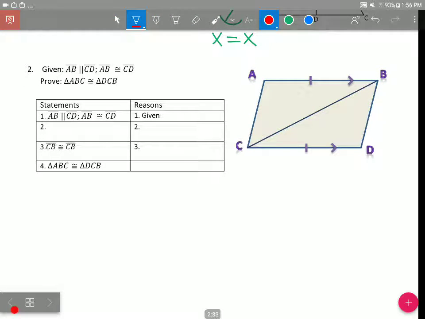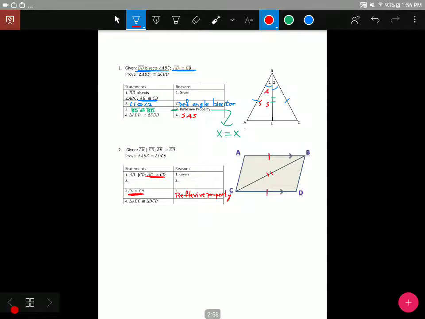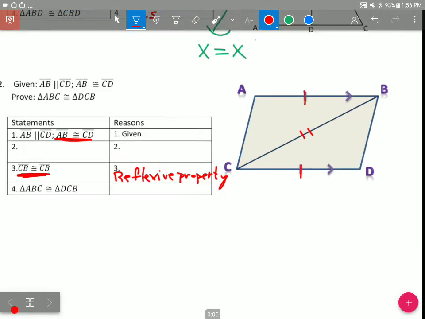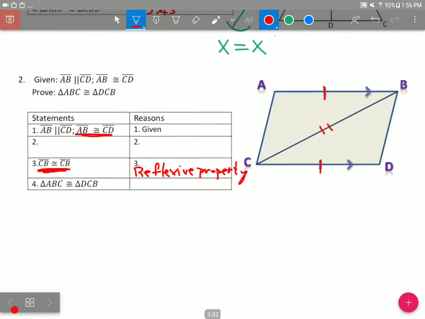Start off by marking what we know. Well, they already told us AB and CD are congruent. That's already there. CB is congruent to CB. Well, that's this guy in the middle. What property is that, you say? Oh, yeah, it's Mr. Hunter. That's the reflexive property. Is it property or rule? Yeah, property. It's reflexive property. Let me get that down.